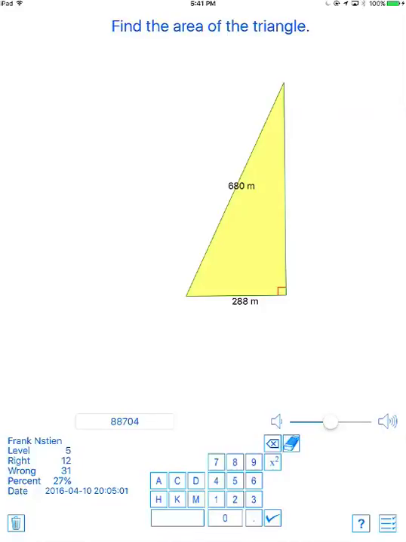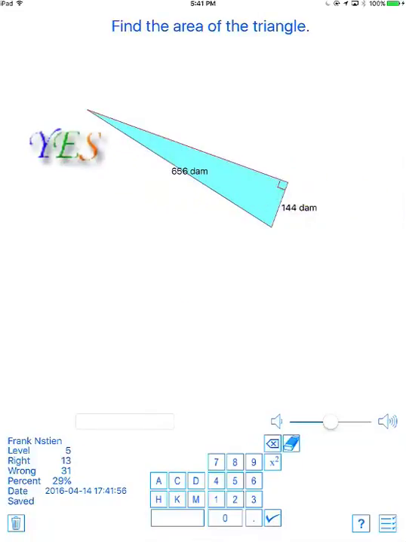So back into our app. 88,704 space meters squared. And then we click on the square button. Okay, so here's the square button. And we click on that. It puts a little to the power of 2 on our meters. Then we check. We click on the check button to check to see if we're right. All right. And that is it for level number 5.